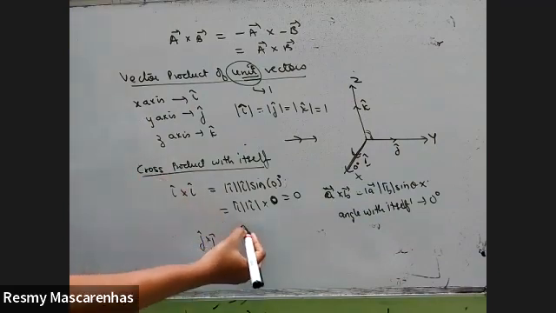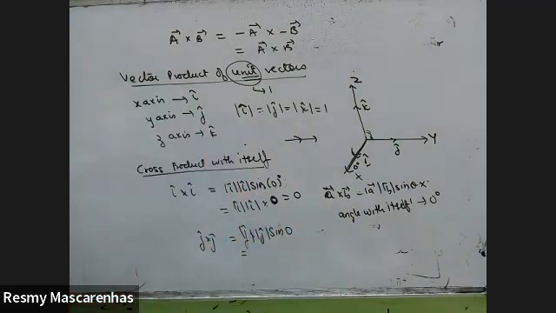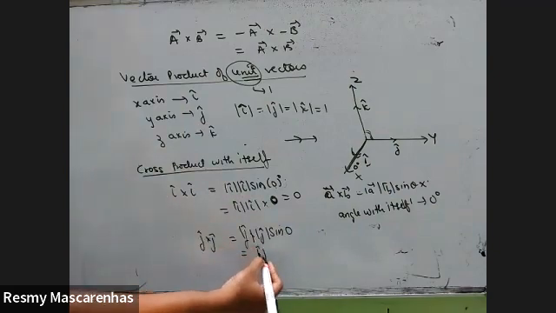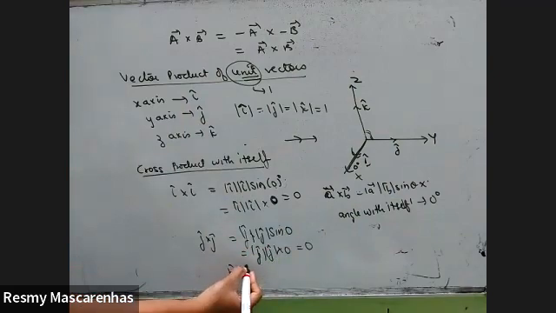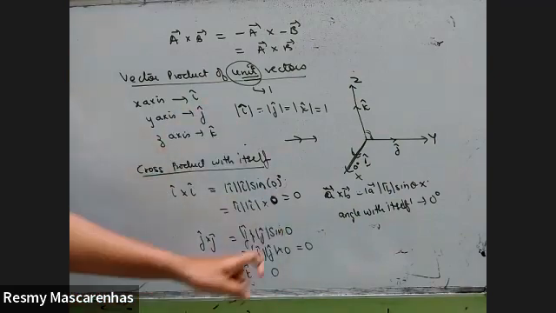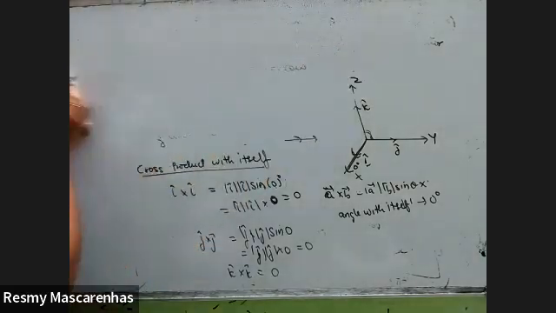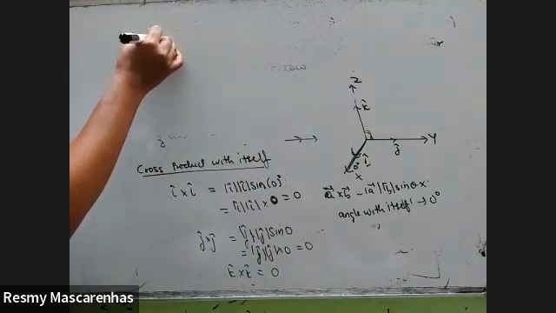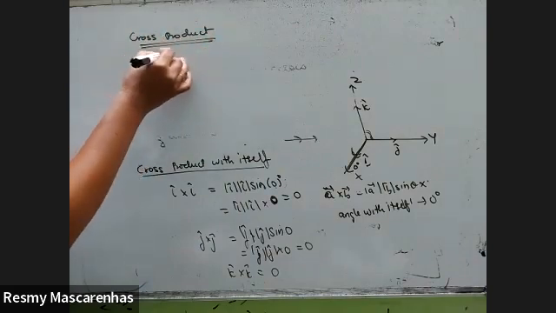So j cross j will be again sine of 0. So that will be 0. Same way k cross k also will be 0. So with itself, the cross product always will be 0. Now we'll see with others. I'll see what is i cross j.